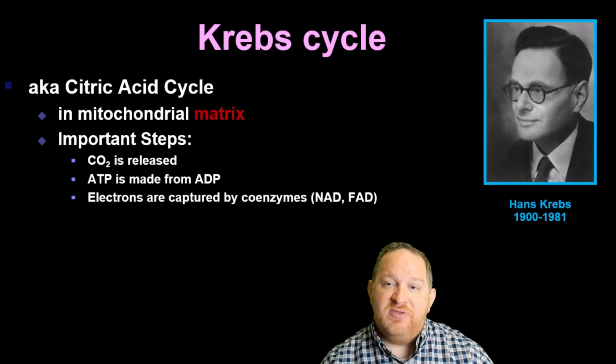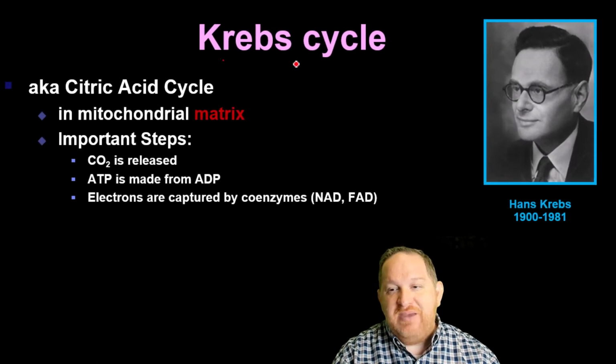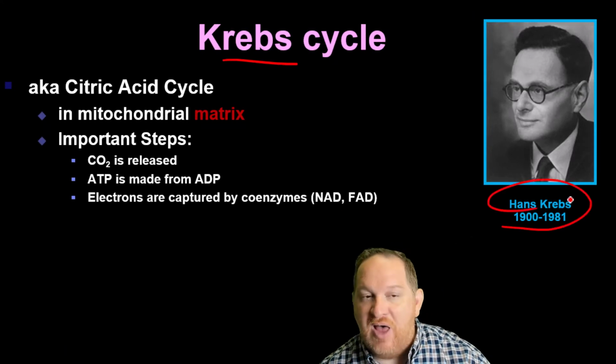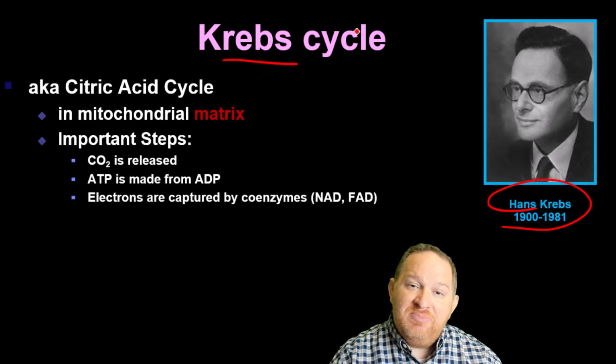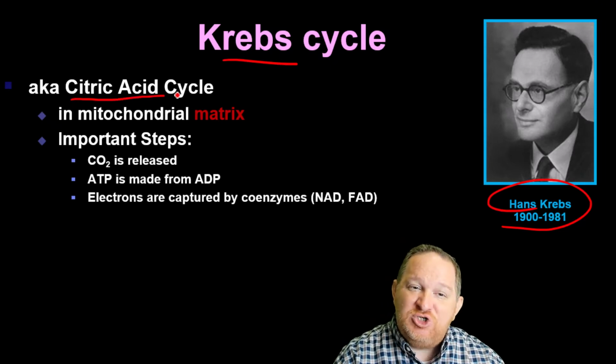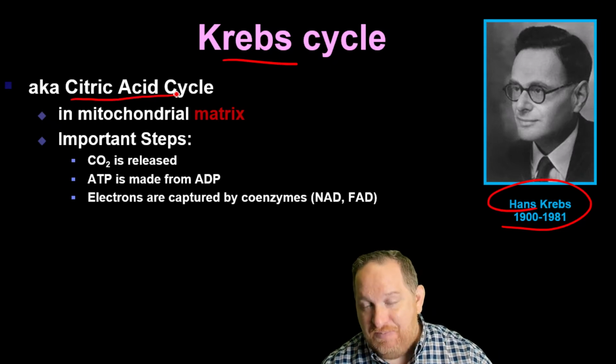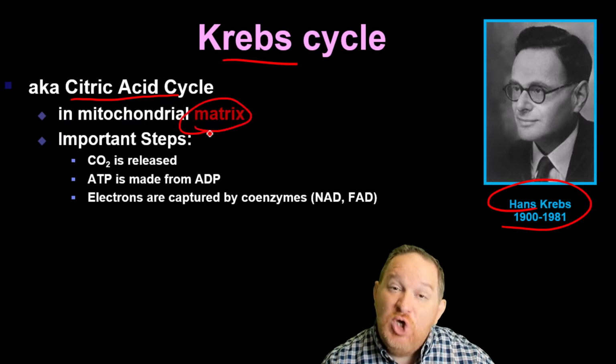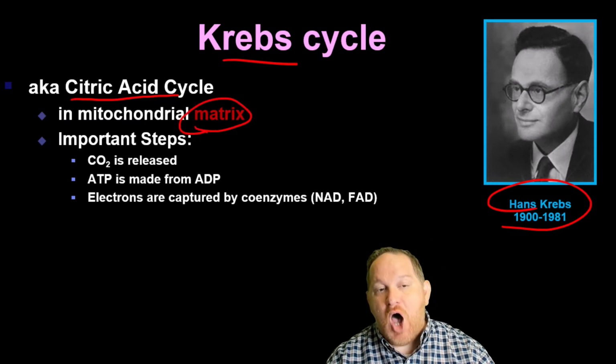All right, so let's talk about the Krebs cycle. The Krebs cycle is named after our friend Hans Krebs, who lived a long life, 81 years. The Krebs cycle is also known as the citric acid cycle. This occurs in the matrix, or the fluid, of the mitochondria.